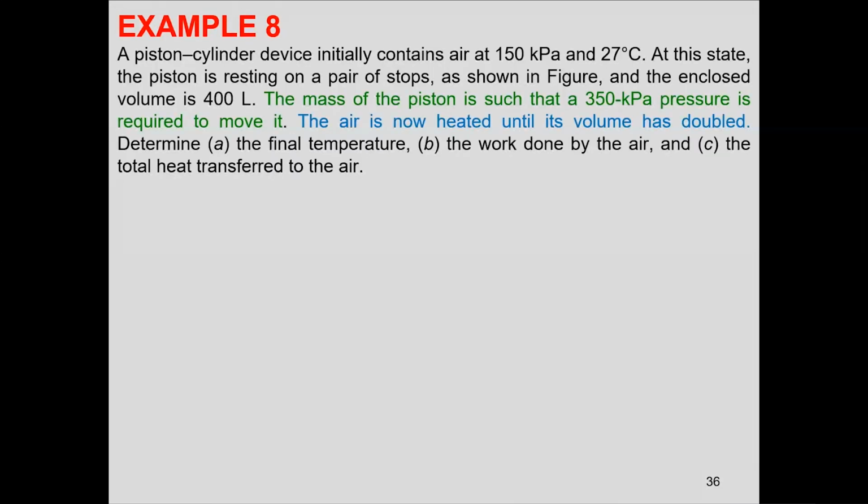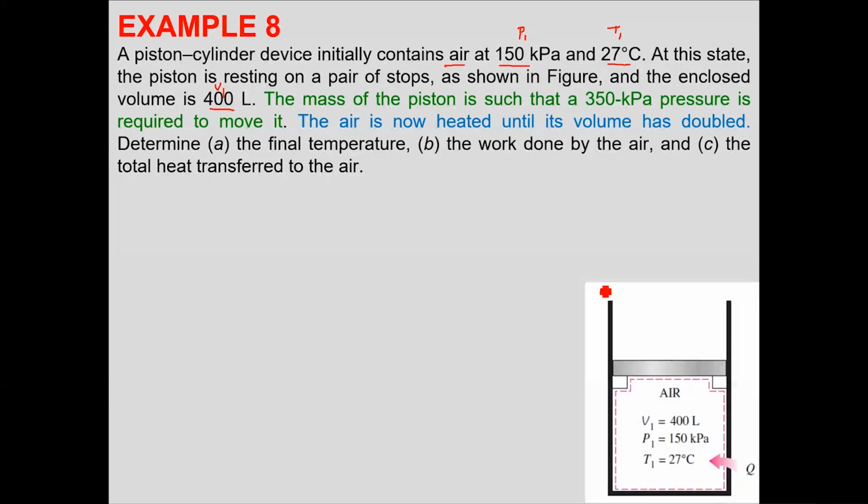So you have another example which says that a piston cylinder device initially contains air at 150 kilopascal, 27 degrees centigrade. So this is the fluid that is part of your system. At this state, the piston is resting on a pair of stops as shown in the figure, and the enclosed volume is 400 liter. So your P1, T1 and V1 are given to you, and other than that, the information given to you is that there is a piston which is resting on these two stops.